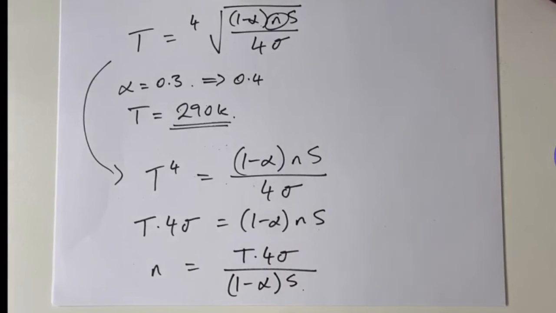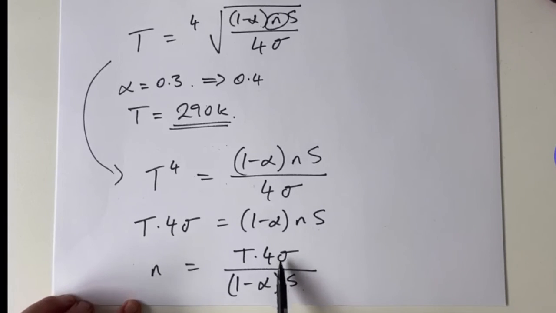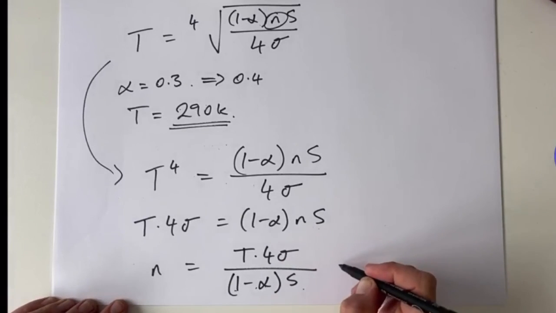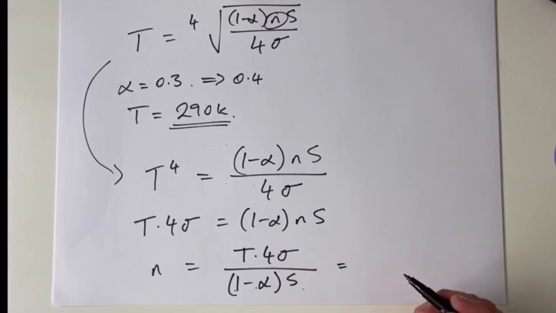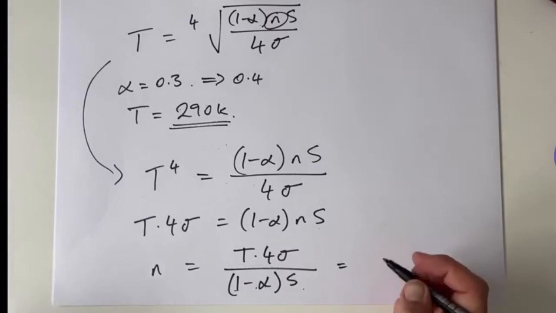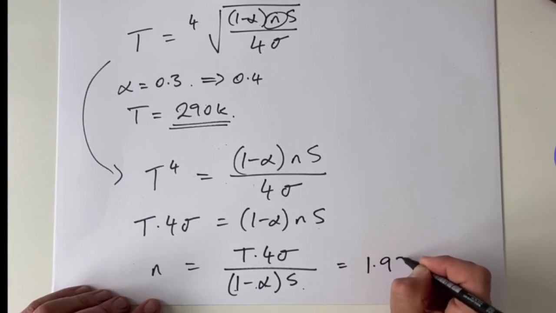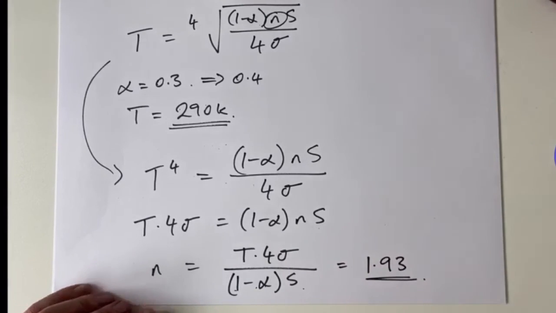Okay, and then it's just a case of putting the numbers in. So we've got 290 for here, 5.67 times 10 to the minus 8 for this, 1 minus alpha. So alpha is now 0.4, so 1 minus alpha becomes 0.6, and this is then times 1380. And then the answer that you get is 1.93. Okay, so that's that question done as well.